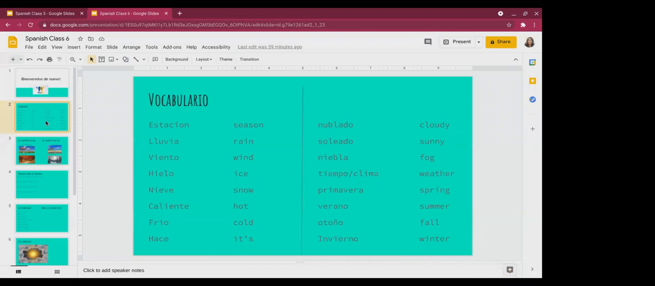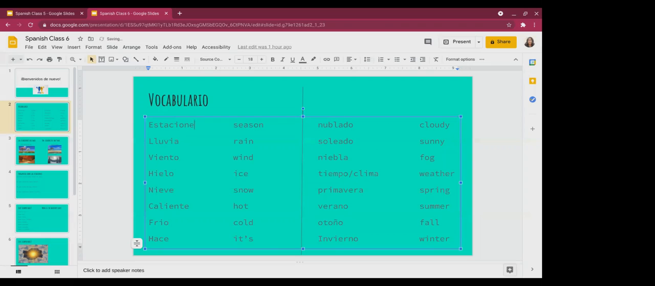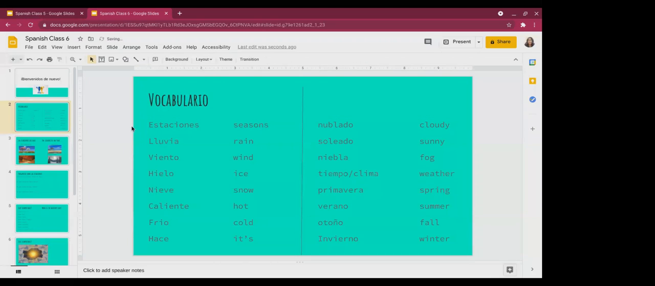Before we get to that, I want to show you the vocabulary first. The first one we have here is estación, which is the season. Or here, I'll just put the plural: estaciones, which are the seasons, right?